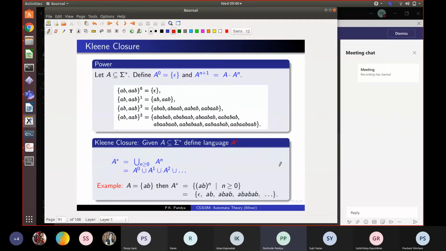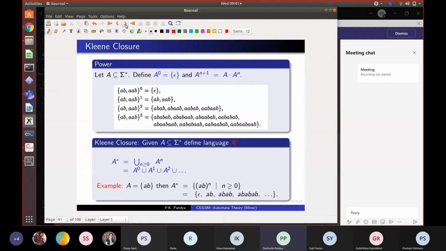So you take the union of infinitely many sets, and the resulting set is called A star. Mathematically you can define it like this. We saw this example: if A was a very simple language containing only one word, AB, then AB star will be the word AB repeated n times for all possible n's. So you will get epsilon, you will get AB, ABAB, and so on for all possible numbers of repetitions of the word AB. That is what you will get.